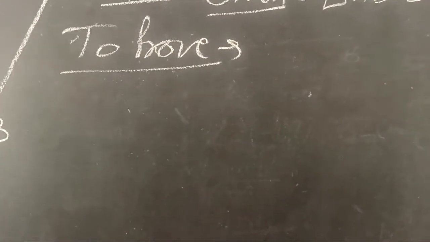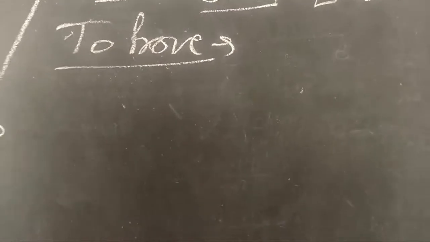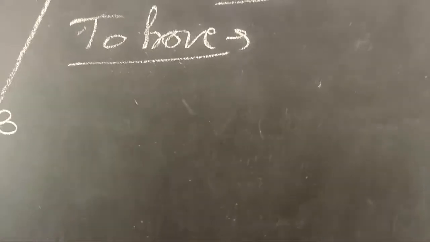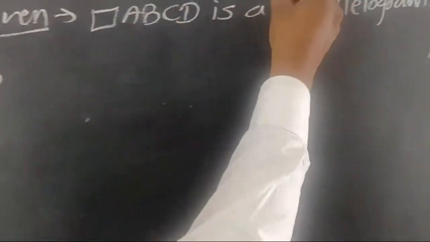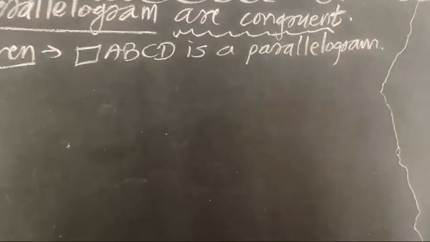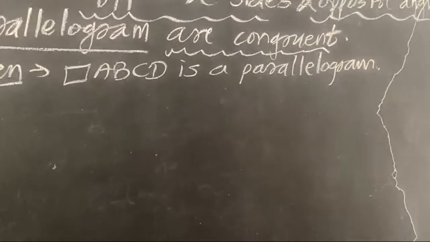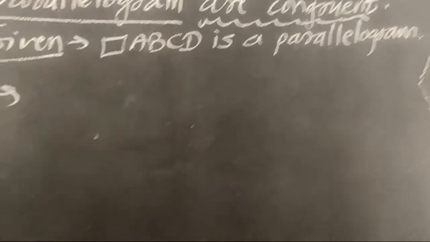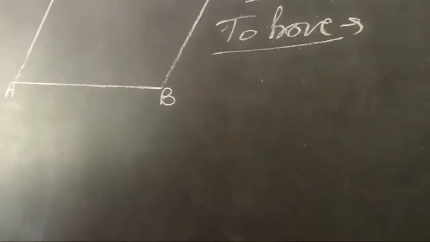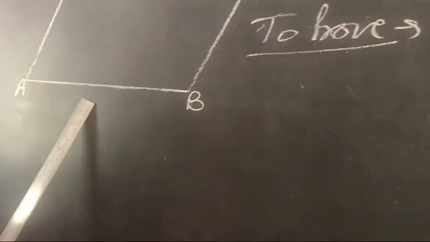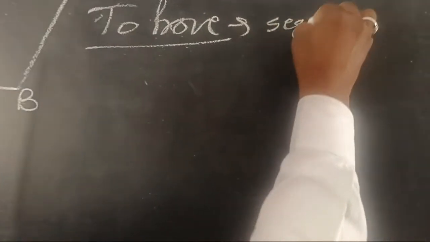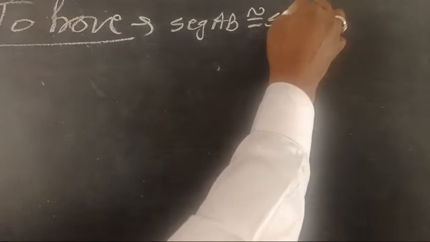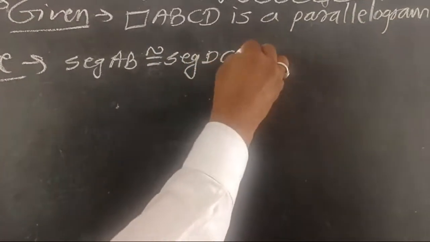Which sentence is in to prove? Opposite sides and opposite angles are congruent is the important word. Which opposite sides? Tell here. Side AB and side DC. Good. Segment AB congruent segment DC.